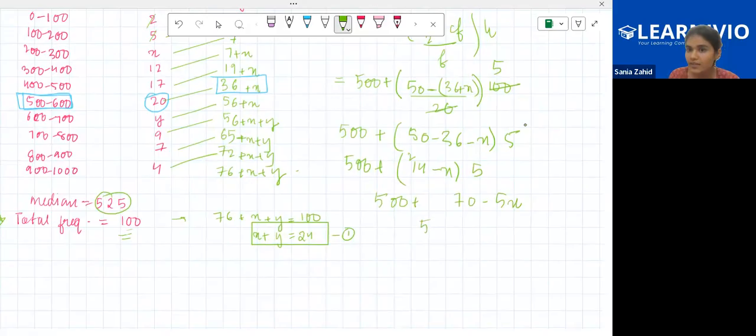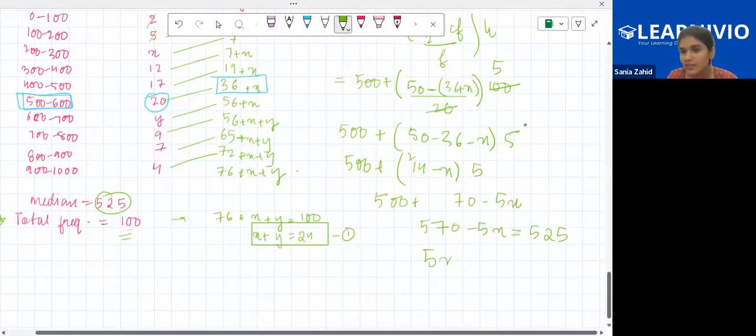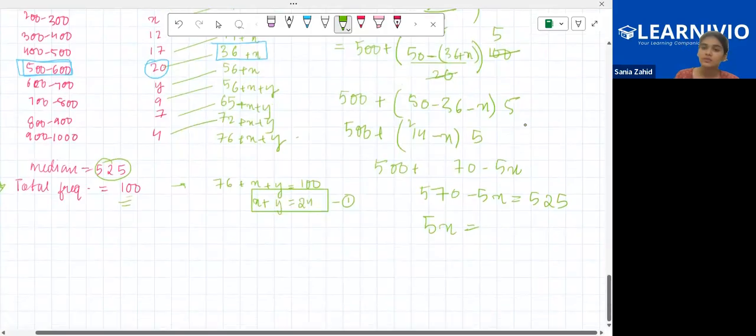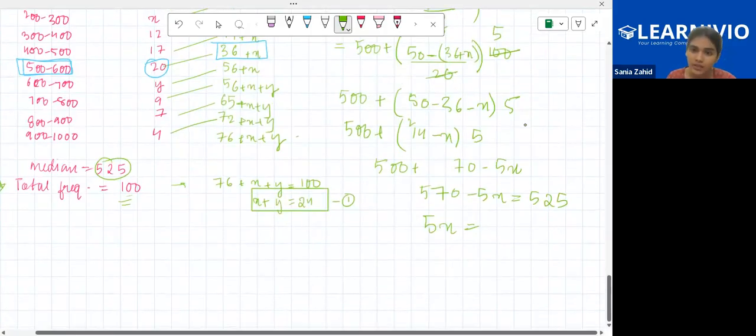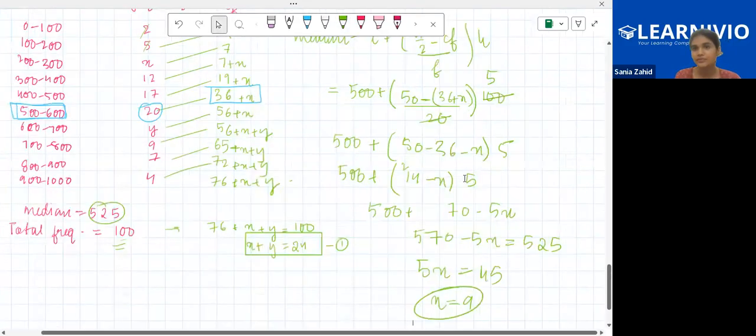So you have 570 minus 5x gives you 525. That means 5x is equal to 45. So x is equal to 9. Just check, are you getting 9 or not?